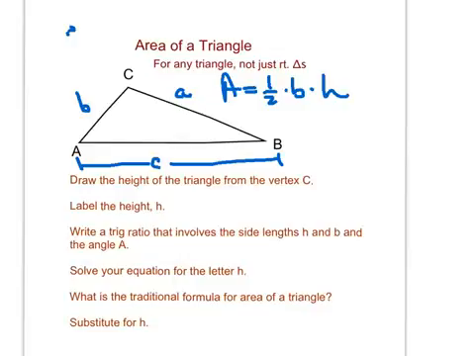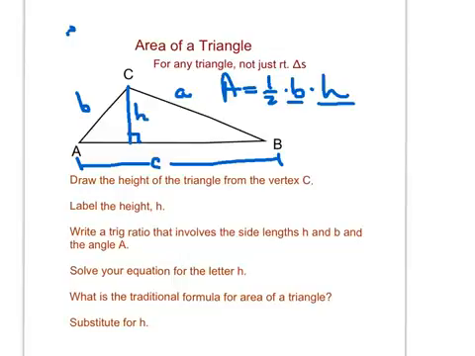The first thing I want to do is, since my area formula deals with the base and height, draw in the height from the vertex C, draw in the height of the triangle, and label the height of the triangle H.